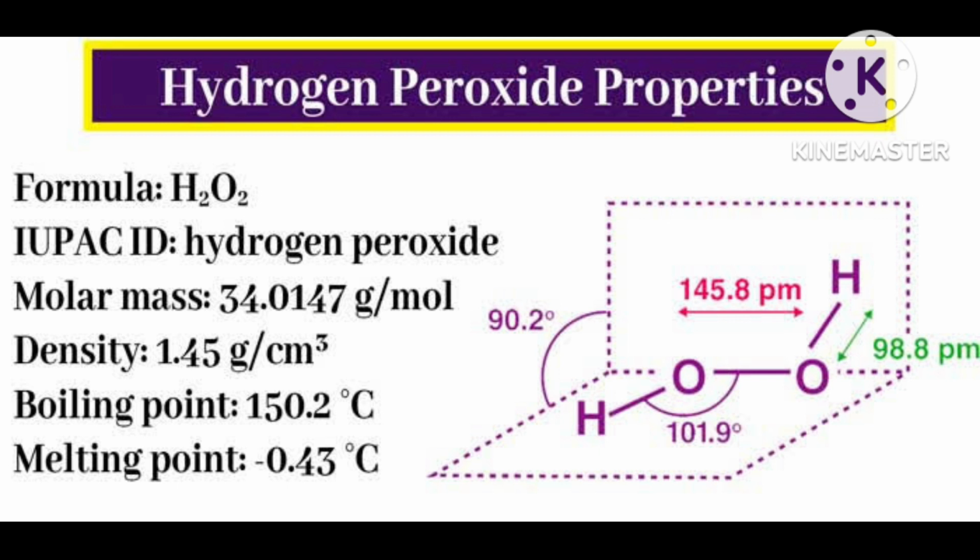Viscosity in centipoise at 290 Kelvin is 1.25. Dielectric constant value at 298 Kelvin is 70.7. And electrical conductivity at 298 Kelvin is 5.1 into 10 to the power minus 8 Siemens per centimeter. These are the physical properties of hydrogen peroxide.